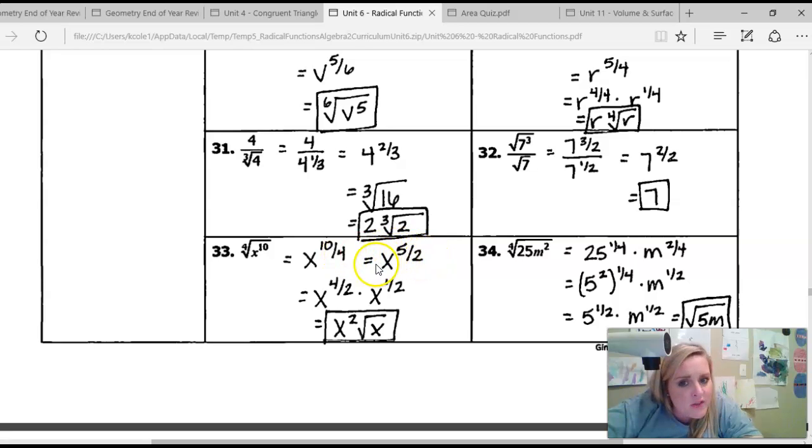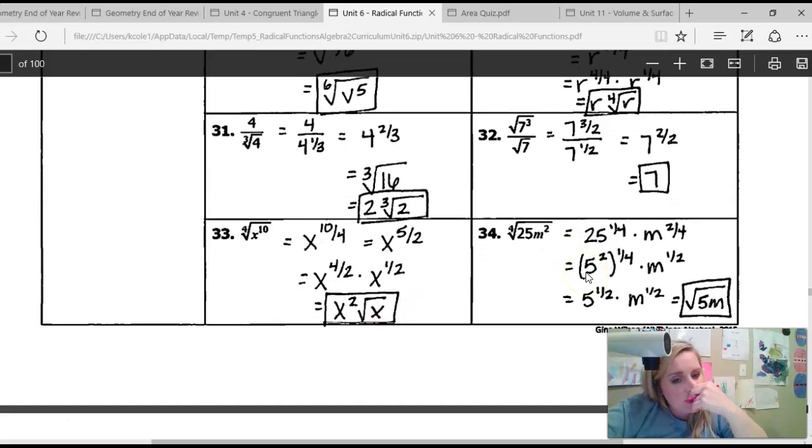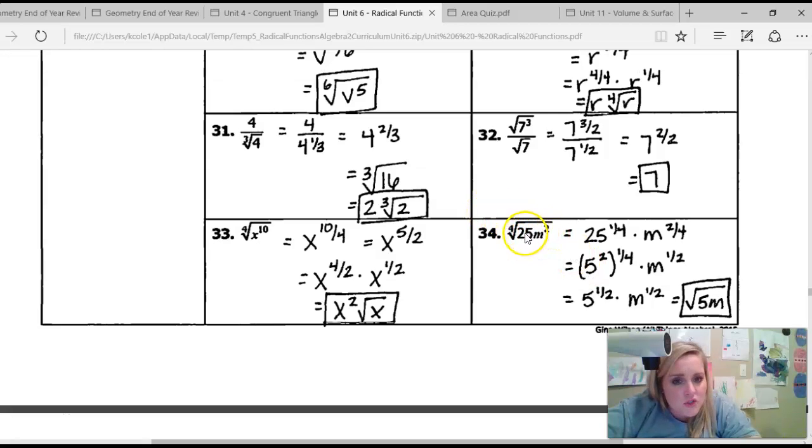5 is greater than 2, so you split that up. 4 over 2 is perfect, which is just 2 on the outside, x to the 2nd power. 1 over 2 would be an index of 2, x to the 1st power. Over here, we are going to take each one of these and do them individually instead of doing them together. So you take this 25, that's to the 1st power, so that would be 1/4. M is to the 2nd power, so that's 2/4.